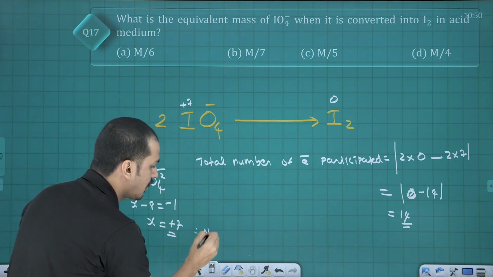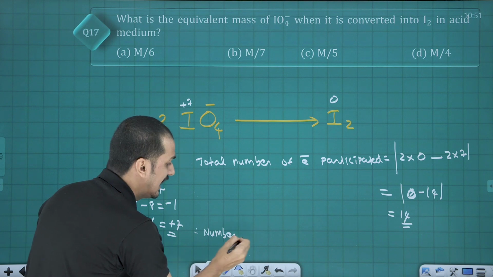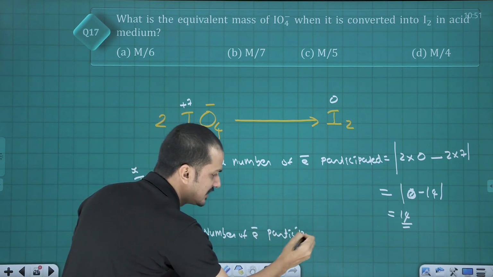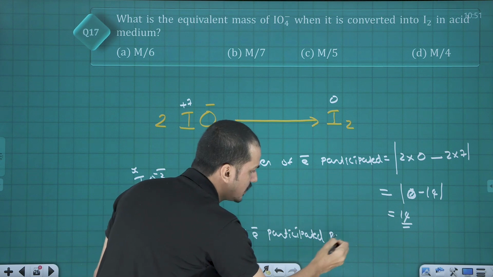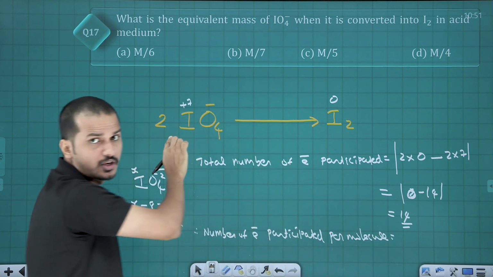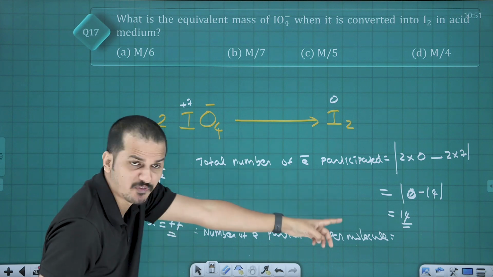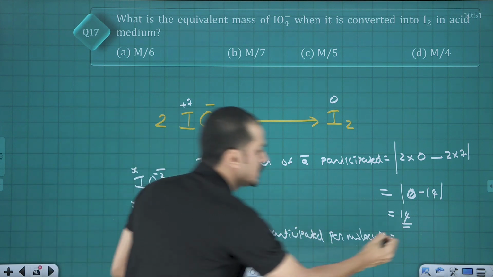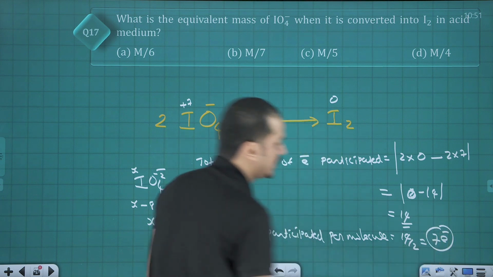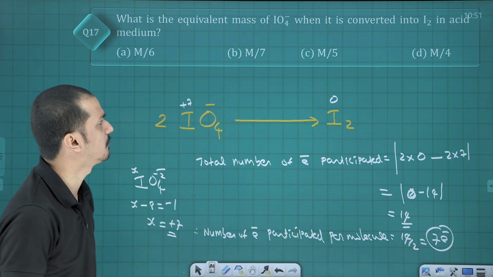Therefore, the number of electrons participated per molecule: for 2 molecules of IO4 minus, 14 electrons. For 1 molecule, it means 14 by 2. That means how many? 7 electrons are participated. Correct?